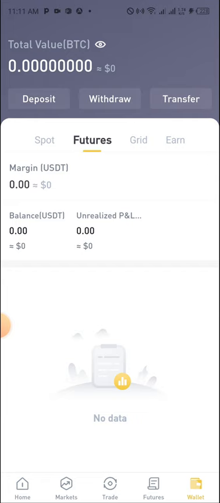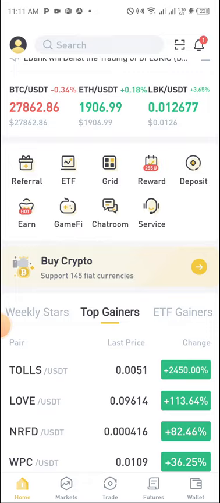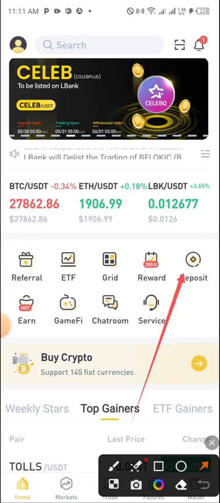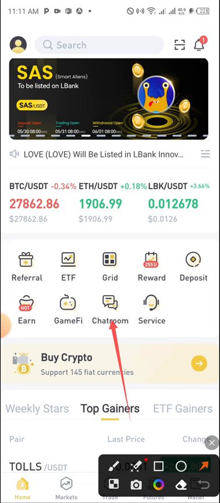So back to the home section. Under here we have the referral section. We have the ETF. We have the grid. We have the reward. We have deposits, which I just talked about. We have earn. We have GameFi. We have chat room. We have service.